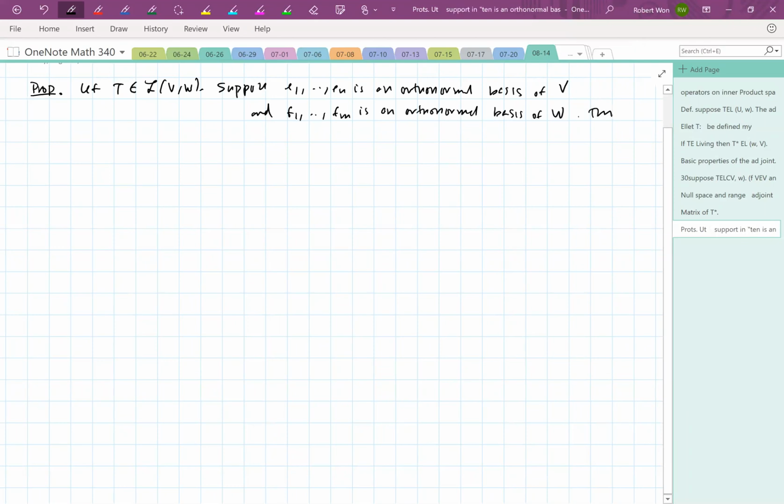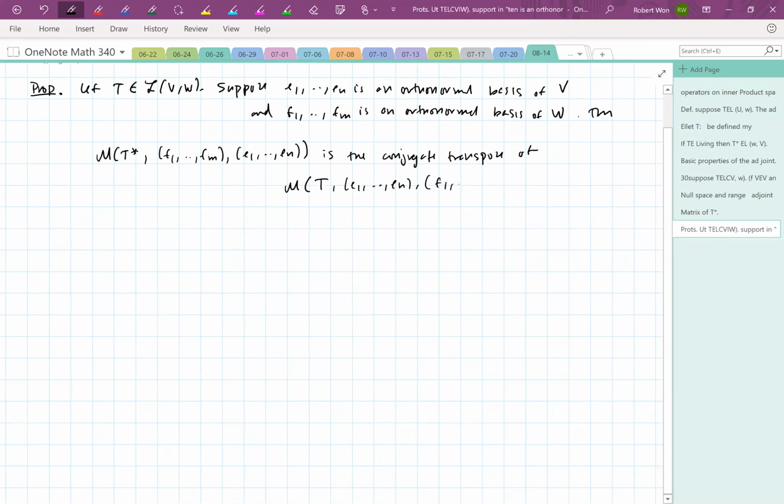Then the matrix of T star, this is a map from W to V, so with respect to this basis of W and this basis of V, is the conjugate transpose of the matrix of T with respect to this basis of V and this basis of W. But for ease of notation, we'll just call this matrix MT star, and we'll just call this matrix MT.